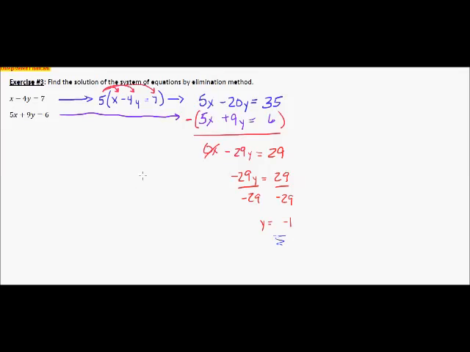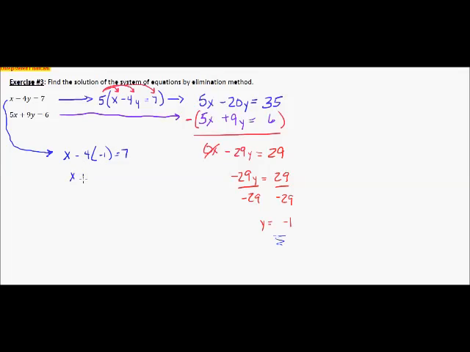Well, now I can take that -1 and substitute it in. Again, I'm going to take this top equation. Not that I have to, but it just looks a little easier to work with. And I can plug in a -1 where I see the y value, right? And now look, I've got an equation with one unknown.